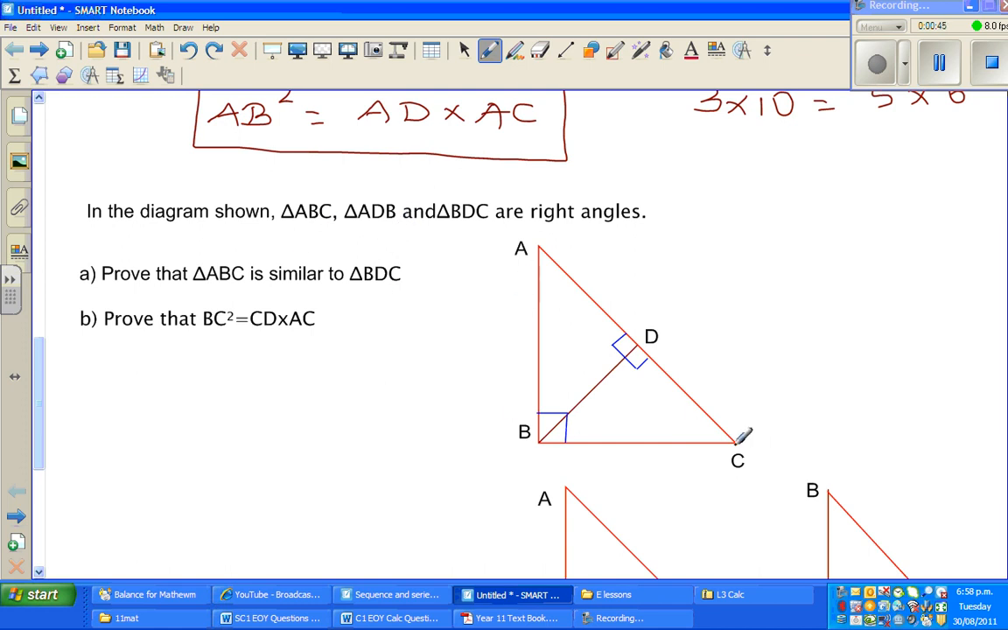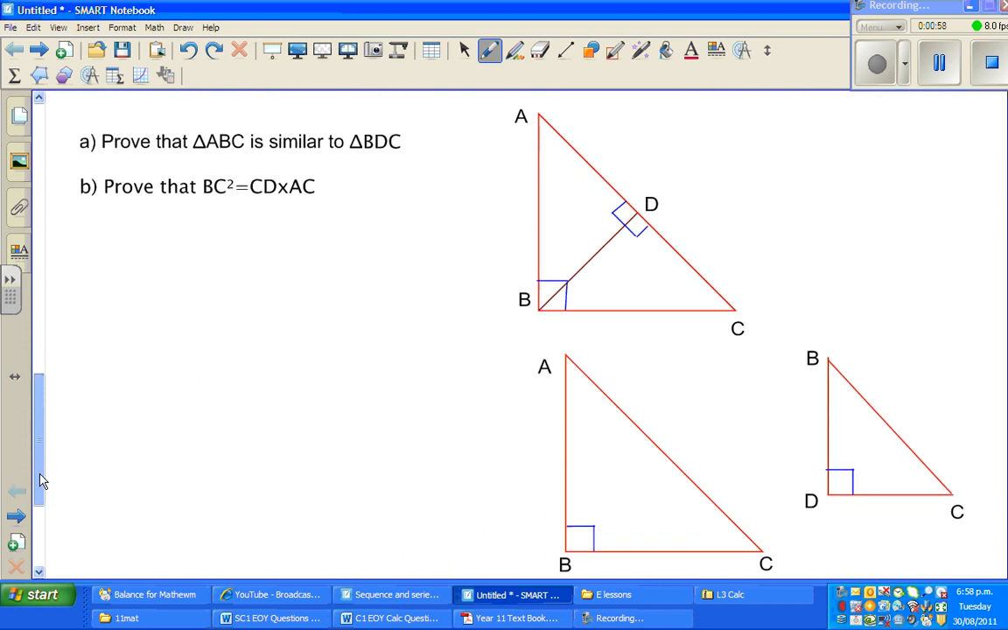So ABC, ADB, BDC are right angles, and you want to prove that ABC is similar to the second daughter triangle BDC. The proof is almost the same. I have copied and pasted ABC, the mother triangle, outside, and I have taken BDC and flipped that over, and BDC can look like this. Now the right angles are equal. To prove two triangles similar, what do you have to prove? That all the angles are equal. So the right angles are equal.